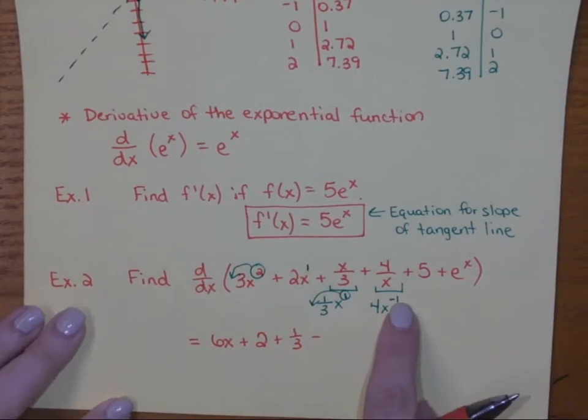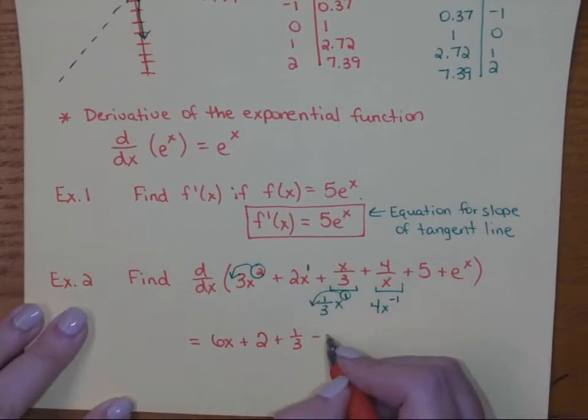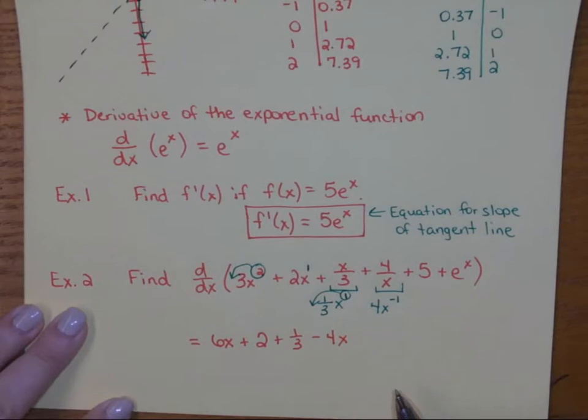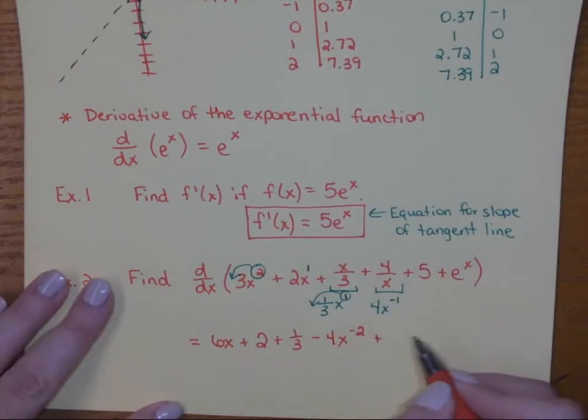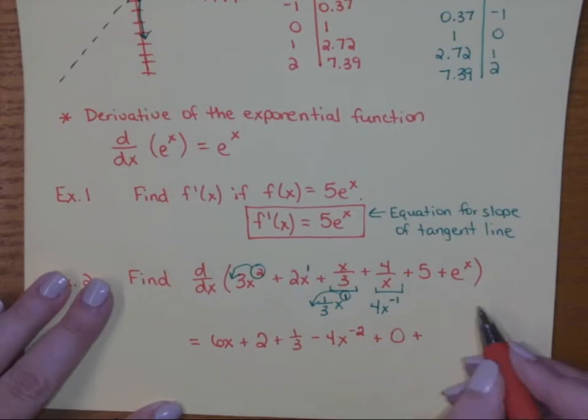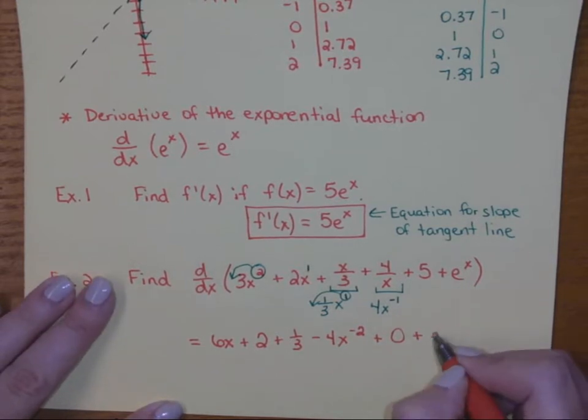But here you need to be careful. If you move the power to the front, you're going to get -4, right? And then you're going to take away 1 from the power, so that's going to be x to the negative 2. And then the derivative of a constant, last week, remember, was always 0. And then here's my new thing. The derivative of e is itself.